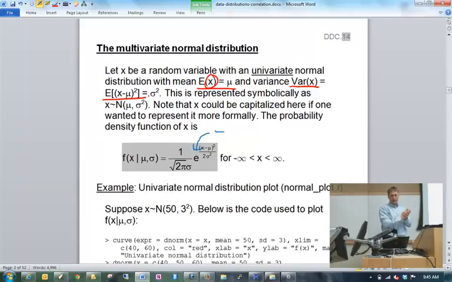Okay? We can represent this symbolically. Probably almost all of you have seen this notation before, as x and then a little tilde and N(mu, sigma squared). That tilde, if you have not seen it before, represents the words "is distributed as." So I would phrase this as x is distributed as a normal random variable with mean mu and variance sigma squared.